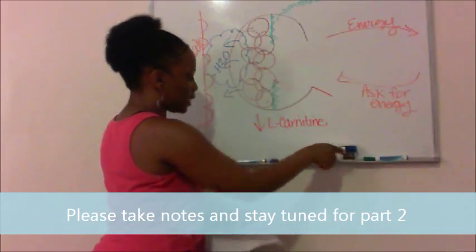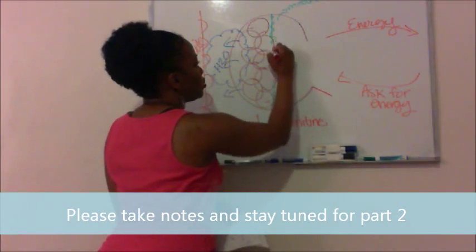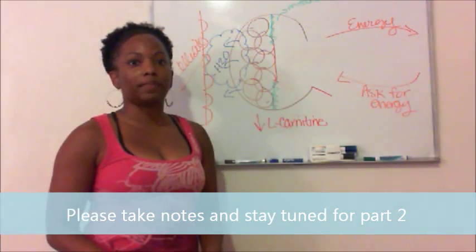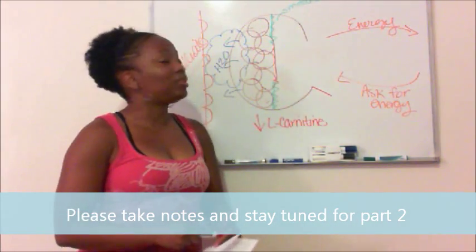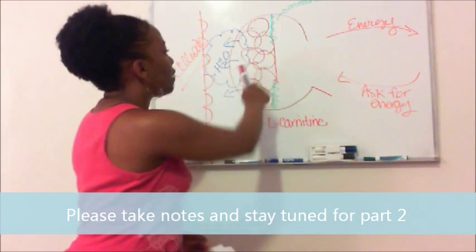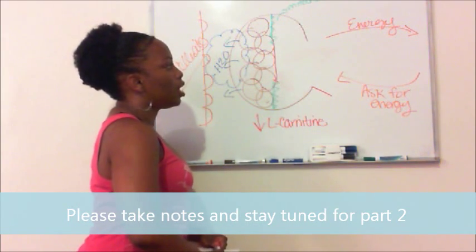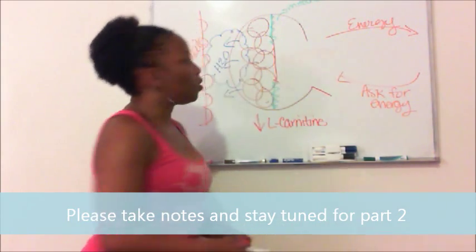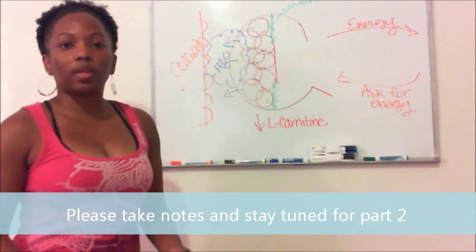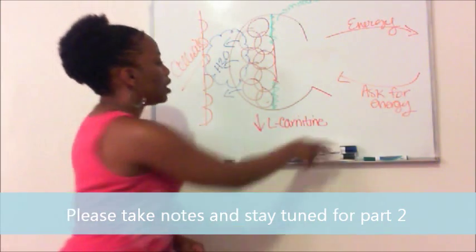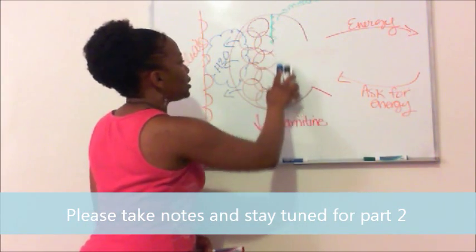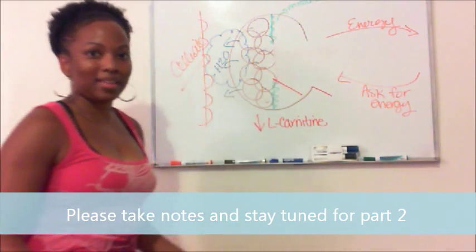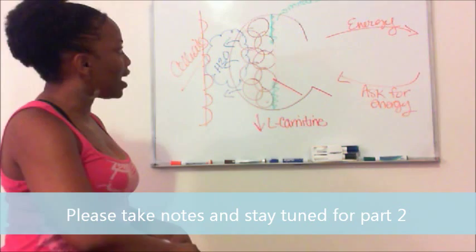So the body is asking for energy, but guess what? This door is closed off because we don't get enough L-carnitine in our diet. And if we do, it only opens the door a bit and fat particles can't get out. All right? So what we need is for this door to open. So obviously the key is to make sure that you have enough L-carnitine so that it releases the fat cells and opens that door. Does that make sense? I think it does, all right?